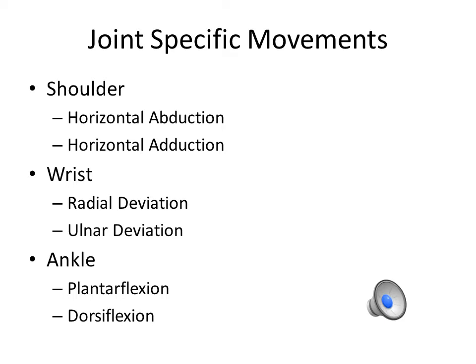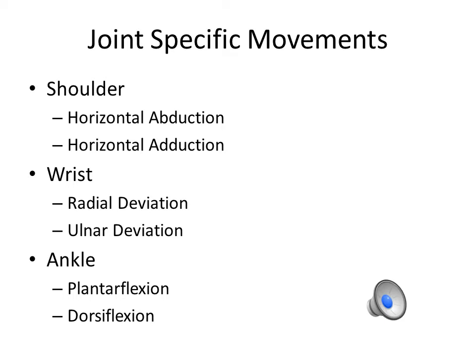Radial and ulnar deviation are joint movements specific to the wrist. Radial deviation, also termed abduction or radial flexion, is the lateral movement of the hand at the wrist. Ulnar deviation, also called adduction or ulnar flexion, is the medial movement of the hand at the wrist.